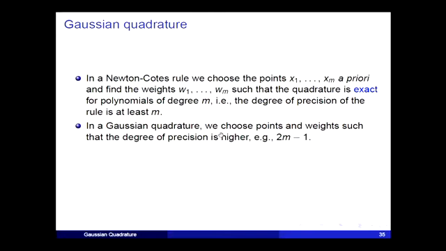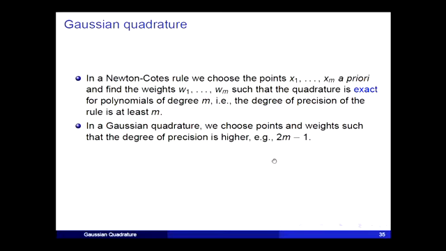So what is the invention of Gauss? Well, for Newton's rules, first you choose the points equally spaced. Then after that, you design the weights, yeah? You design the weights by integrating the Lagrange polynomials based on the points. But Gauss said, why don't we choose the points and the weights simultaneously? You let them be free. Yeah? So here, the points are predetermined, and then after that, you compute the weights. But here, the points and the weights are free. And by that, you can increase the degree of precision to 2m minus 1.